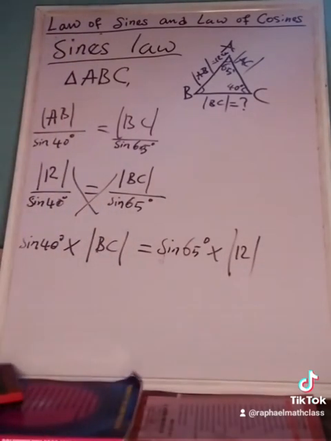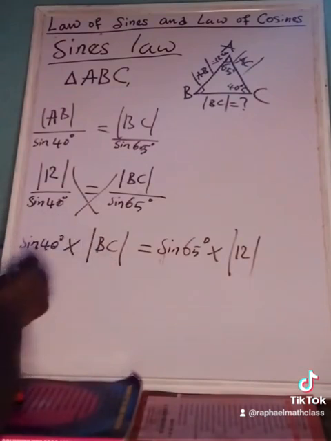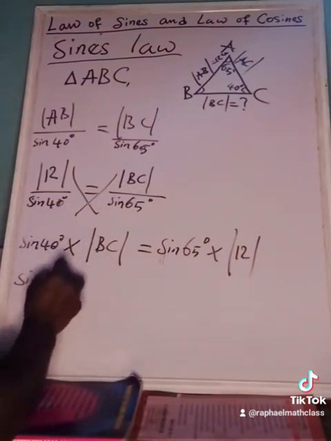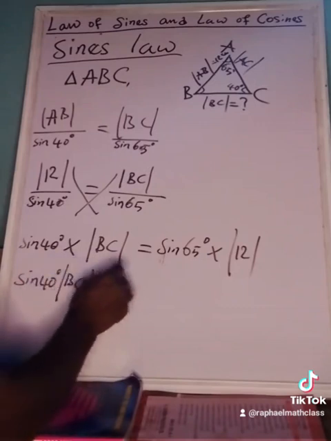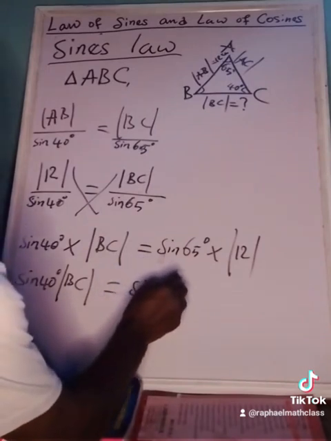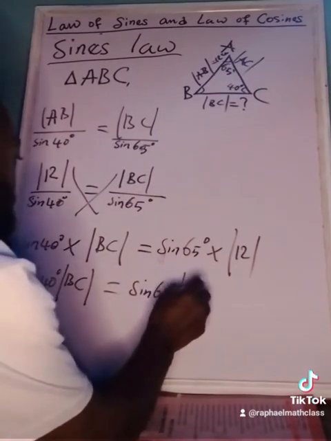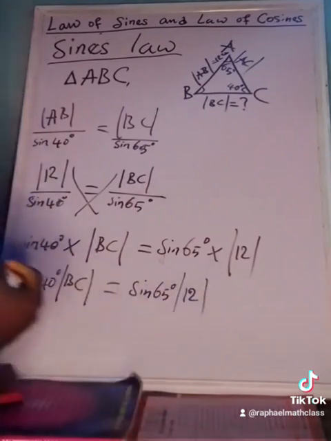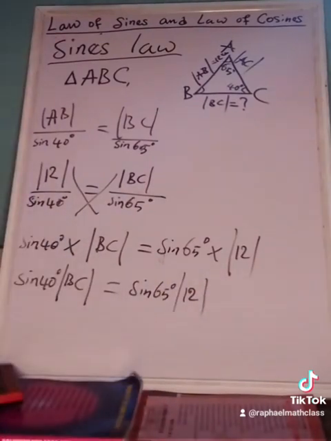Now, what do we do? When you multiply sine 40 by BC, you are going to have sine 40 degree into side BC, which is equal to sine 65 degree into 12 centimeter. Remember, our side length is given in centimeter. Now, what do we do? Remember, we are looking for side BC. So, we are going to make BC the subject of the formula.